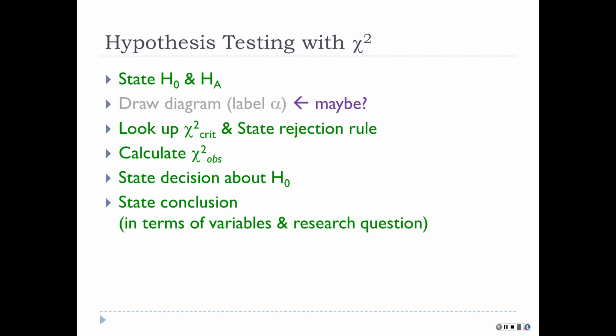So hypothesis testing with the chi-square test, it's similar to what we did before. You state the null and the alternative hypotheses. If you feel like it, you can draw a diagram of the chi-square distribution, but that gets a little confusing because it's sort of abstract. You look up the critical chi-squared value, and then you state your rejection rule: if such and such happens, then I will reject the null hypothesis. If not, then I won't. You calculate the observed chi-squared value using that formula with the sigma and the O minus E squared, etc. And then based on comparing your observed to critical, you state your decision about the null hypothesis, and you state your conclusion. What we've seen before.